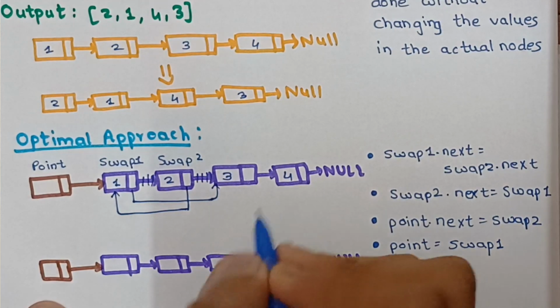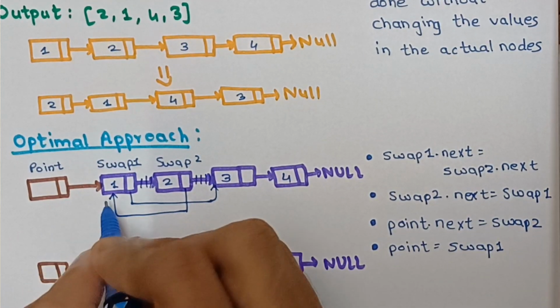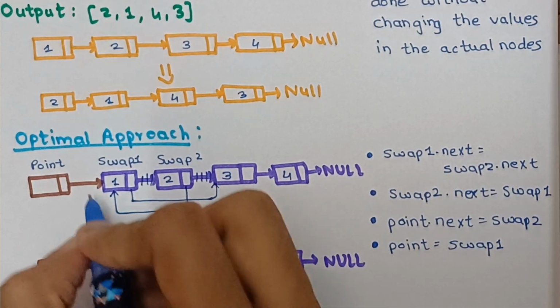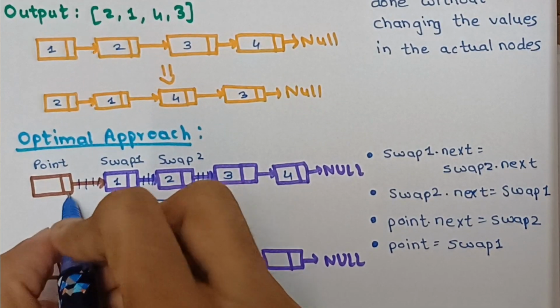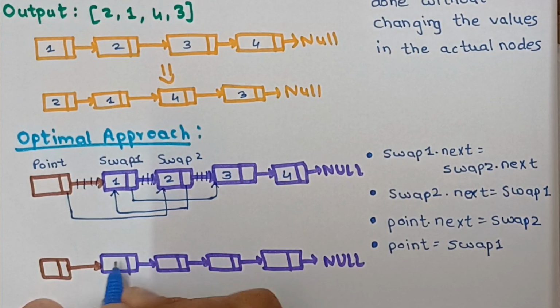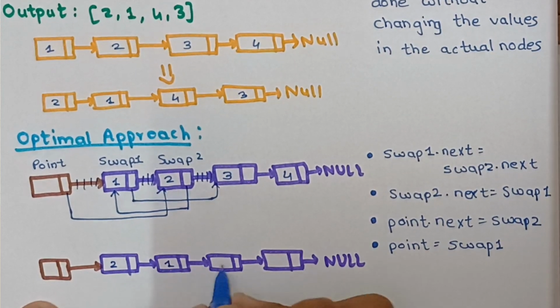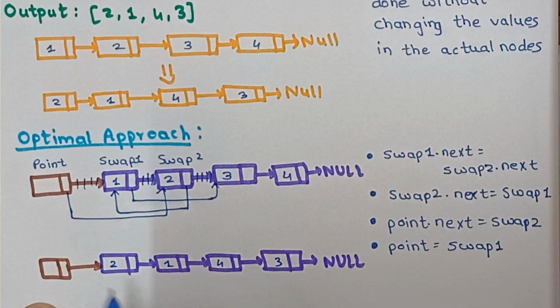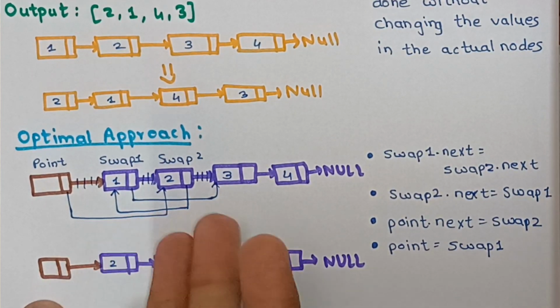Now, the dummy node is still pointing to the first node, so we have to point this dummy node to the second node. After the links are changed, it will look like 2 1 4 3, and the dummy node will be here. So how can we achieve this approach?